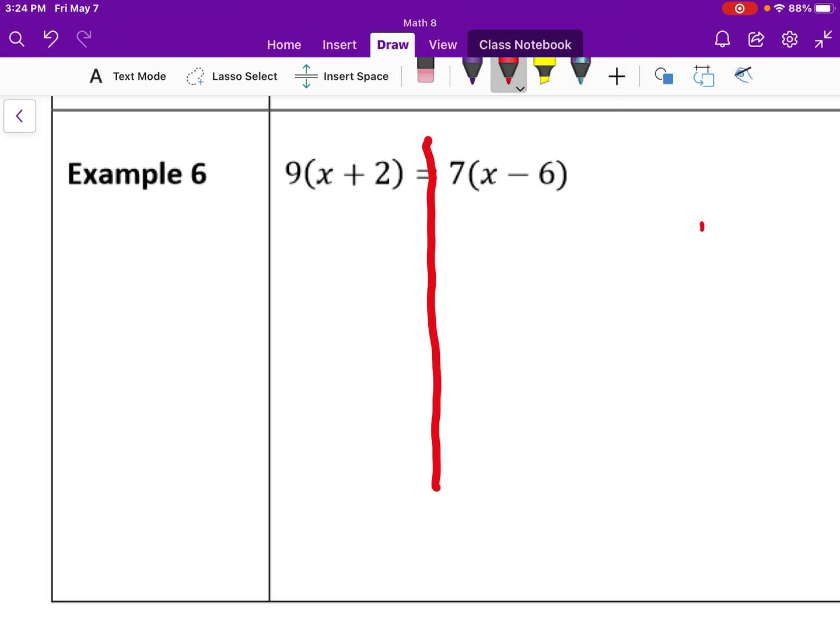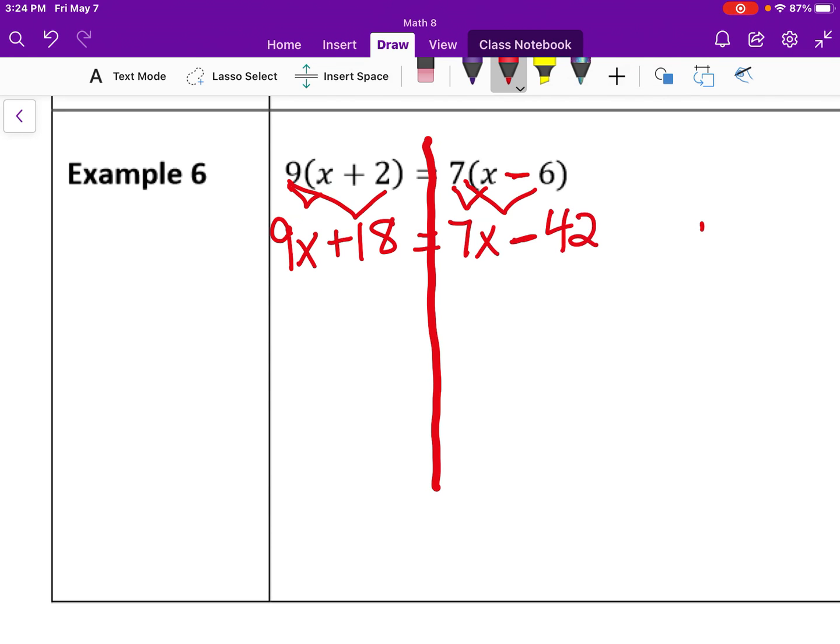So now I see parentheses on both sides of my equation. So I have to do the distributive property on both sides. I get 9 times x, 9x, 9 times 2, positive 18. On the right side, 7 times x, 7x. 7 times a negative 6 is a negative 42.